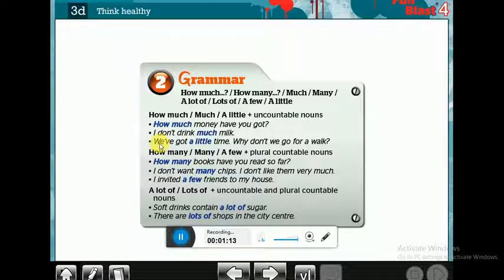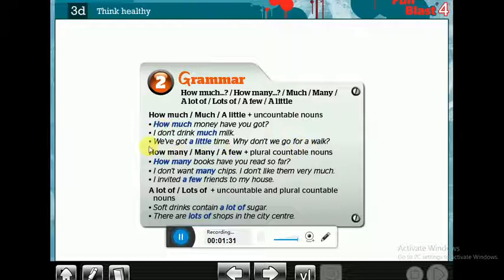The example number 3, we have got a little time. So of course we can't count time, so I can't say a few or many. Why don't we go for a walk?